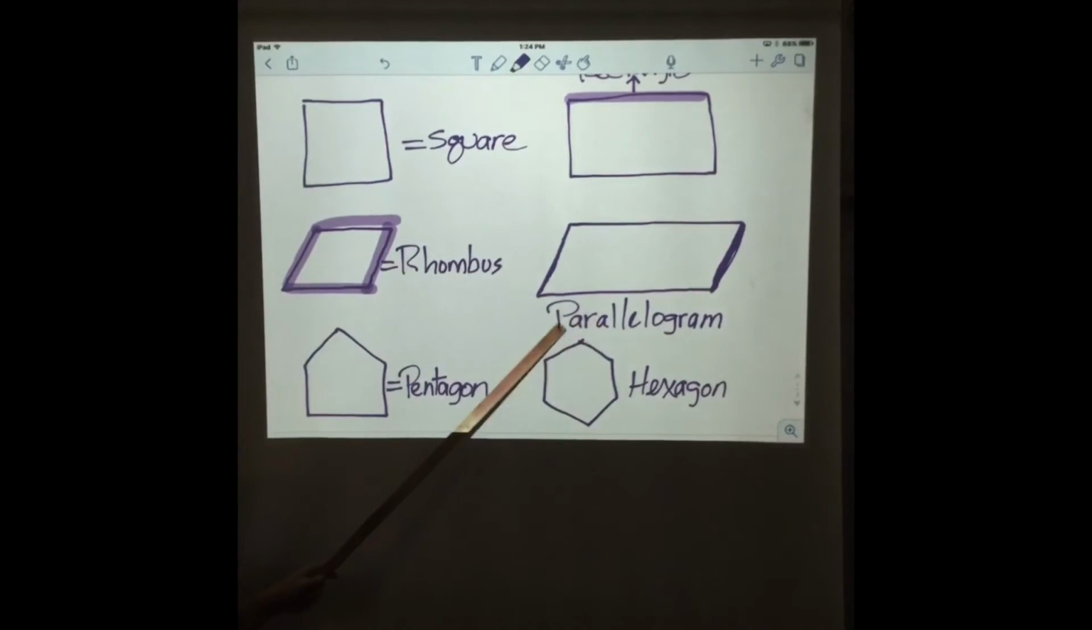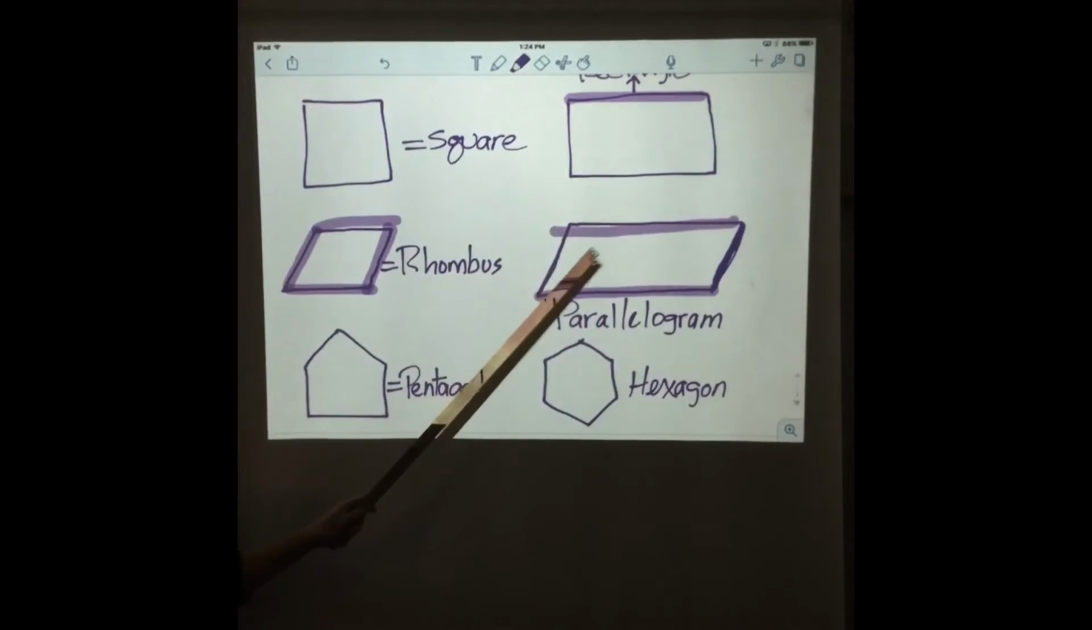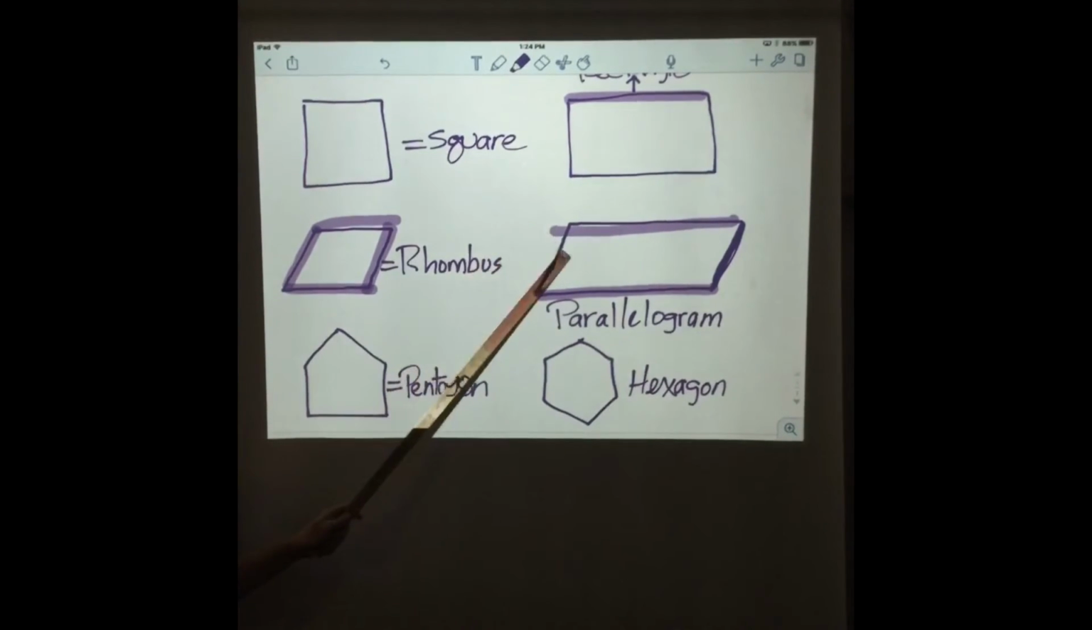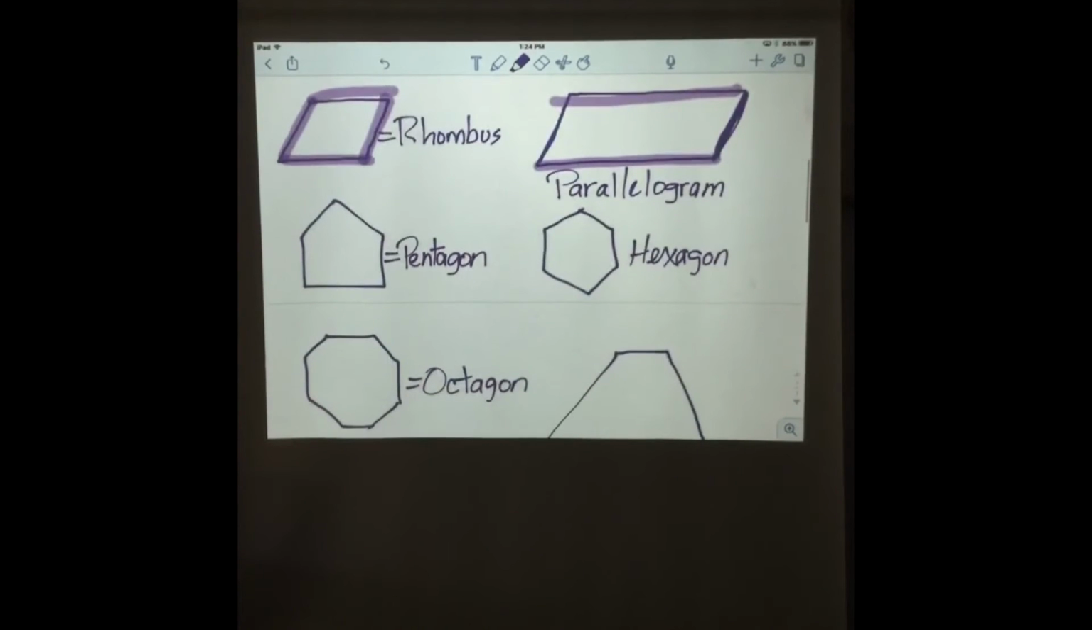Well, this one, I already have the name on there for you. It's a parallelogram. What else is it? It's a polygon because it has many sides. And is it a quadrilateral? Yes, because it has 1, 2, 3, 4 sides. And here's a parallelogram, like a rectangle that is leaning. It's a rectangle that's leaning. Okay? Now this one down here is what? Is it a polygon?